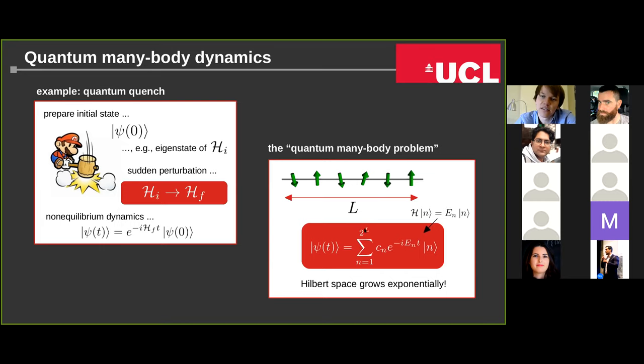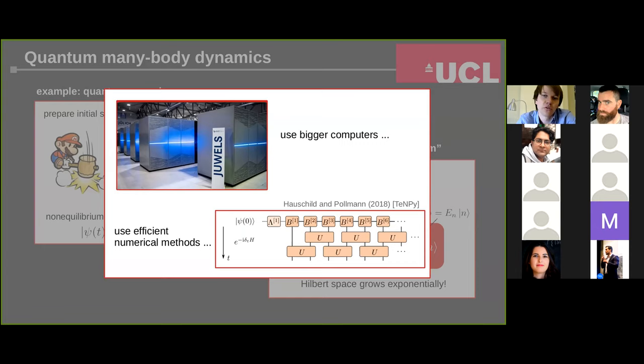So if you're interested in larger and larger systems, this becomes more and more demanding, and you quickly run out of memory or you run out of time, because you have to store your Hamiltonian matrix in memory, and you also need the time to diagonalize it. So you are restricted to rather small system sizes with exact diagonalization. There are in principle two approaches to tackle this quantum many-body problem. The first approach is, well, you can just use bigger computers. For example, this is the supercomputer JUWELS in Jülich. But even with big computers, at some point you just run out of memory.